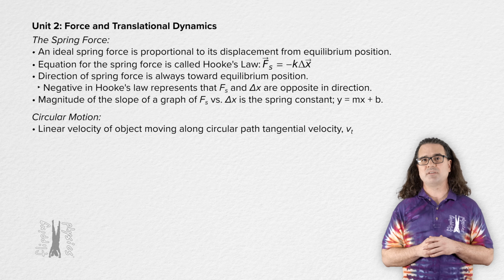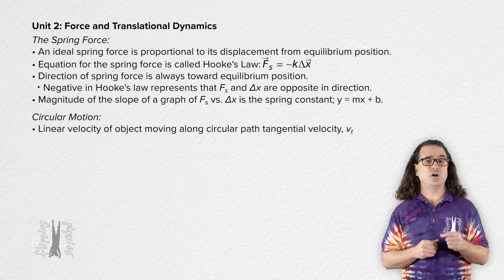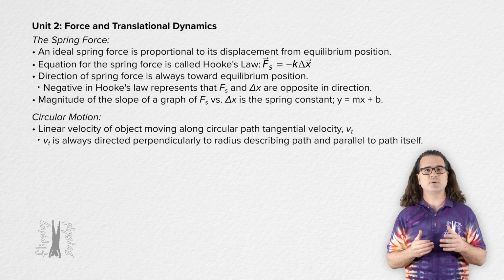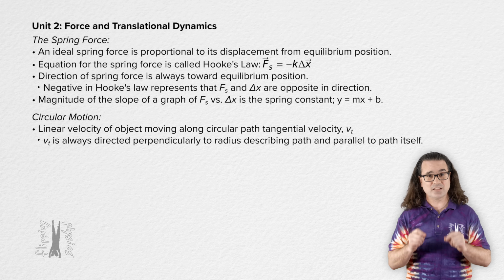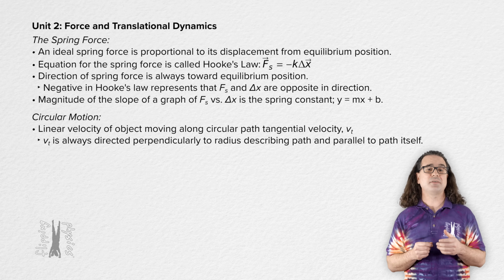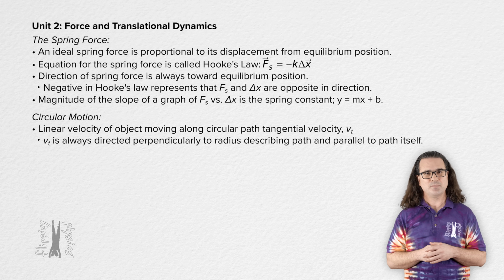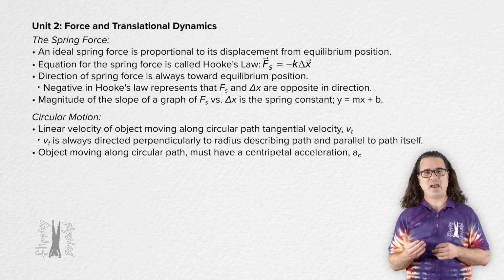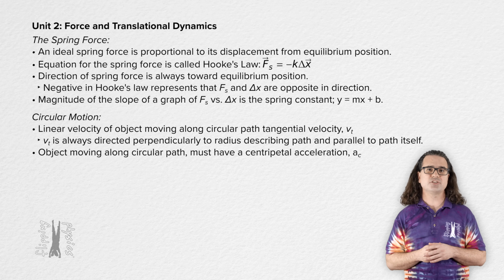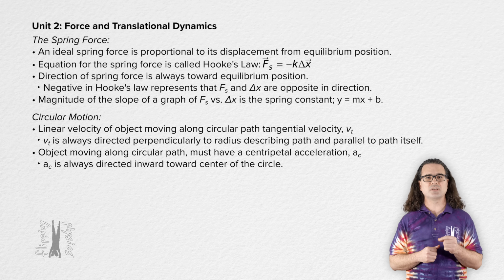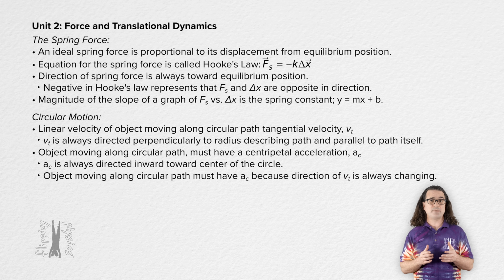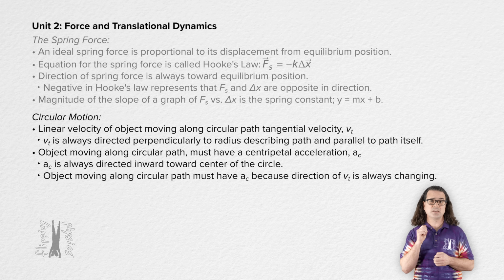The linear velocity of an object moving along a circular path is called tangential velocity, which is always directed perpendicularly to the radius describing the path and parallel to the path itself. An object moving along a circular path must have a centripetal acceleration, which is always directed inward toward the center of the circle. The reason an object moving along a circular path must have a centripetal acceleration is because the direction of the tangential velocity is always changing.